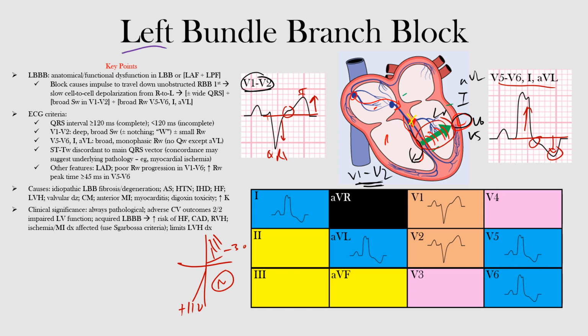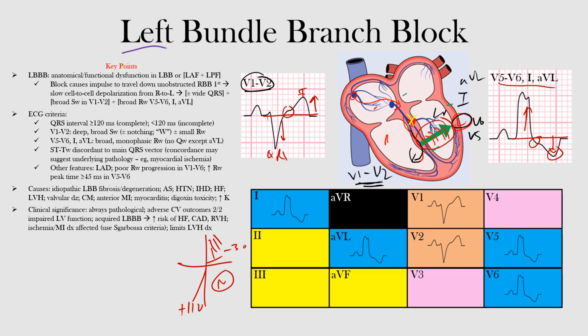Poor R wave progression in the precordial leads, V1 through V6, as well as an increase in the R wave peak time in leads V5 and V6. Okay, usually that's greater than or equal to 45 milliseconds. Usually the intrinsicoid deflection, right, is less than 45 milliseconds in V5 or V6. Okay, so that's the main EKG criteria for left bundle branch block. I hope that makes sense.